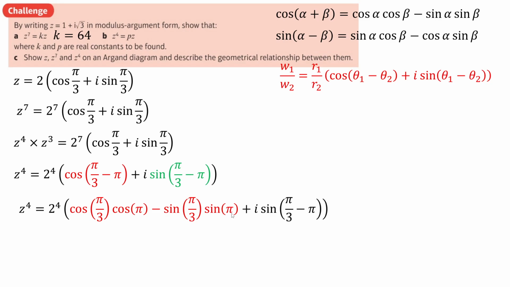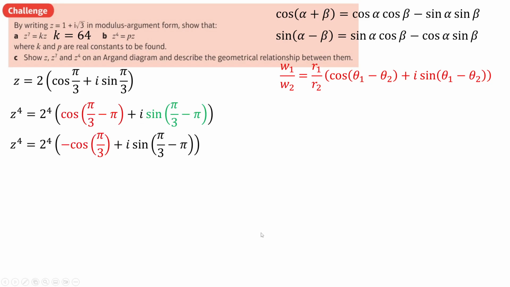Sine of pi, or sine of 180 degrees, is the same as cosine of 90 degrees, which is just 0. So all of this goes away to 0. Now cosine of pi is the same as minus sine of 90 degrees, which is just minus 1. So this is going to be minus cosine pi over 3. If it shows up, yep. Okay, and then we're just going to do the same trick here with this one.